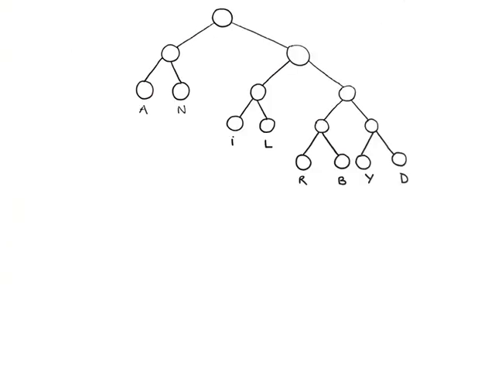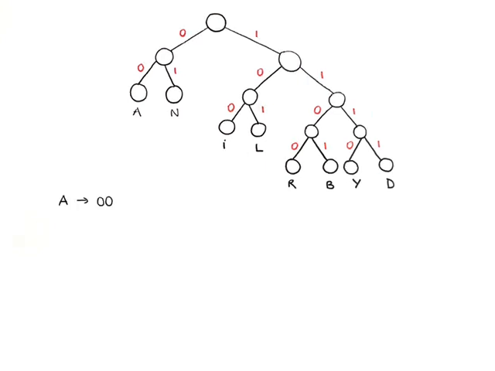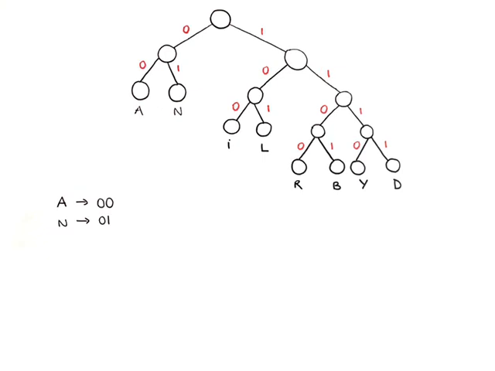To understand the next step better, we draw it again like this. Here we name each left edge 0 and each right edge 1. Now we can code our letters. It will follow like this.